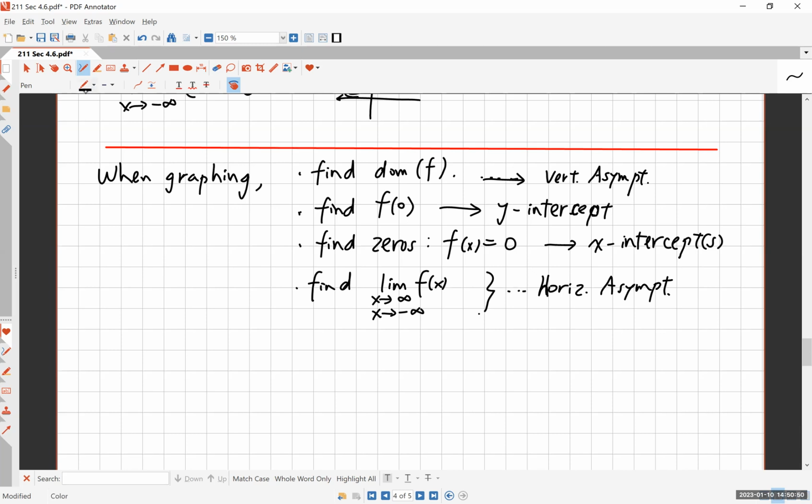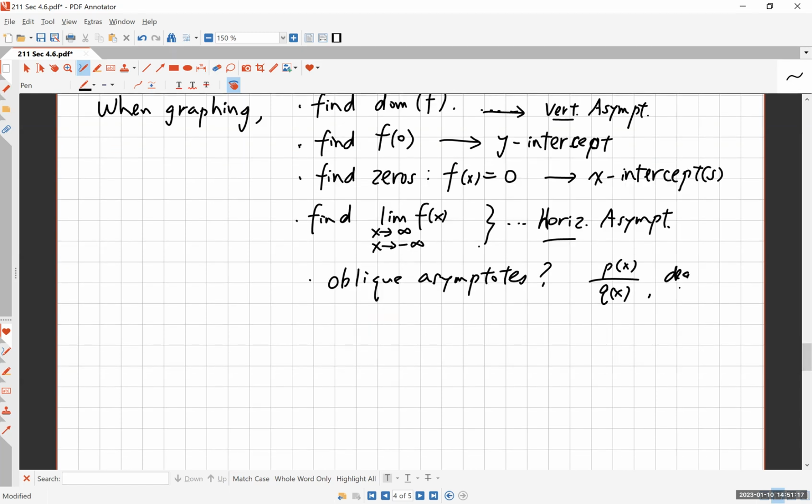As we just talked about earlier in section 4.6. Okay, are there oblique asymptotes? We talked about vertical and horizontal asymptotes. Oblique asymptotes? There's only one situation where an oblique asymptote could happen, right? And that's if you have a function that's a polynomial over a polynomial, and the degree of p is 1 more than the degree of q. So that's the only situation for oblique asymptotes to exist.